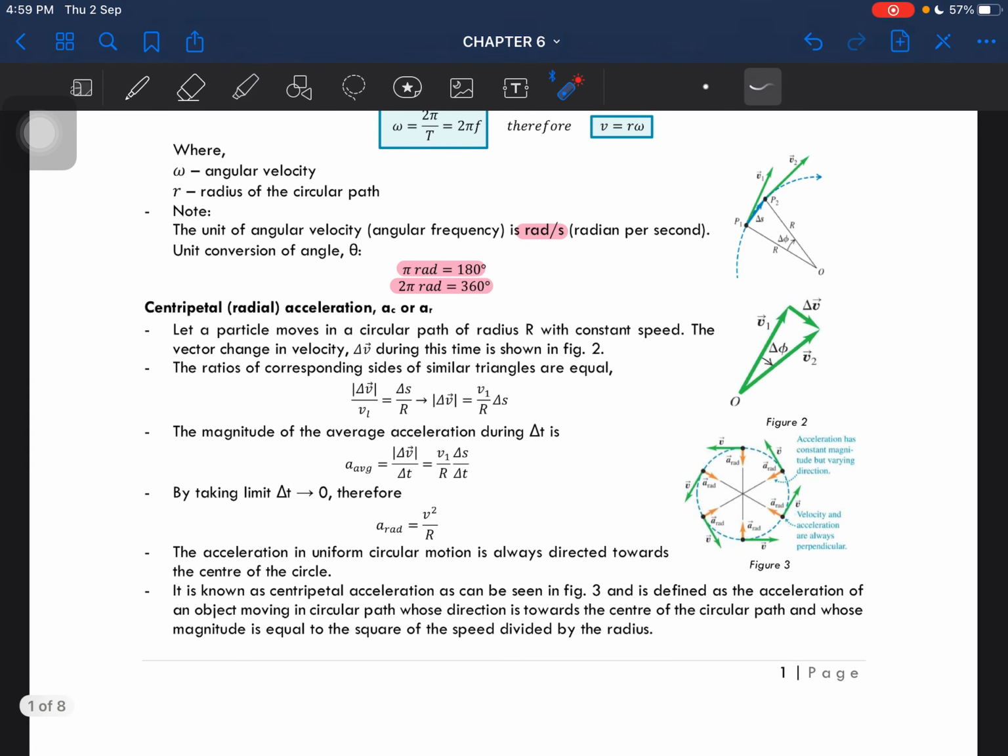Okay, so centripetal acceleration. So this is basically just the derivation parts. You can read it on your own, but what you need to know is the formula for radial acceleration or centripetal acceleration is v squared over r. Okay, r is also the same, it is the radius of the circular path.